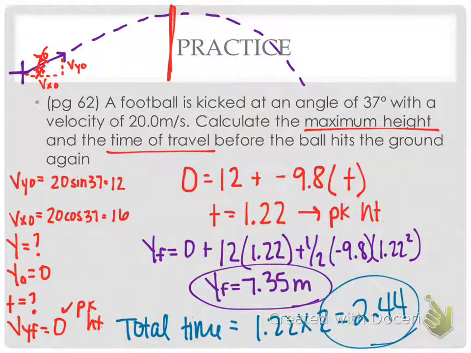Our total time is the time it takes to reach peak height times 2, because it's a symmetric path. It takes the same amount of time to go up as it does to come back down. So total time is just multiplying that by 2. That little shortcut to find time only works when we have a symmetric path.